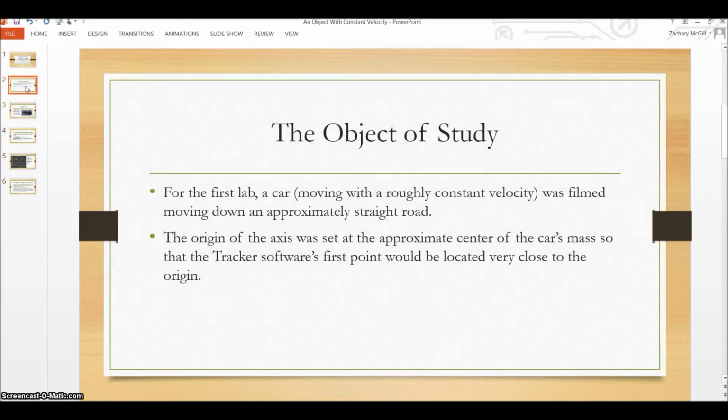So the subject of today's video is a car moving down a roughly straight road, and the car moves down the video's frame from left to right for exactly 25 seconds. The car's length, which is 4.81 meters, was used as the calibration stick in the Tracker software, and the origin of the axis was set at the approximate center of the car's mass, so that the Tracker software's first point would be located very close to the origin.